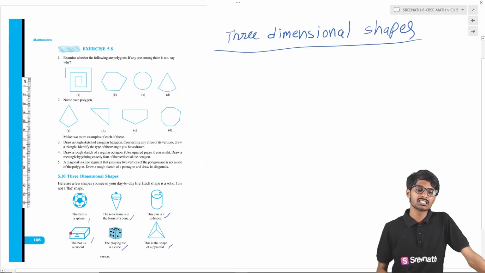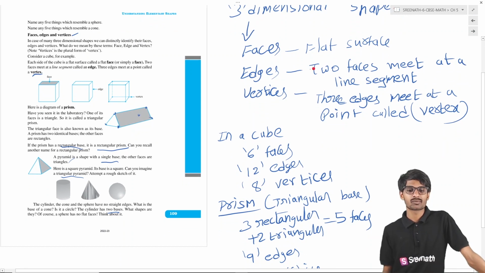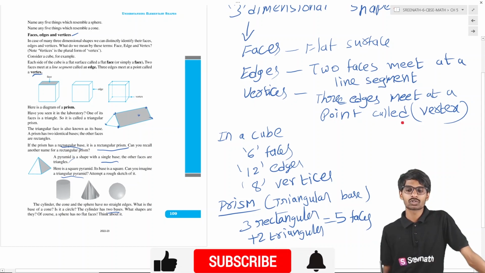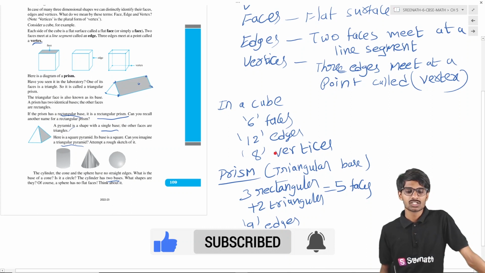Okay, next thing is the 3-dimensional shapes. These are some of the 3-dimensional shapes, students. Considering the cube, it has faces, edges and vertices. A face is a flat surface. A cube has 6 faces. An edge is where 2 faces meet at a line segment. That line segment is an edge. So a cube has 12 edges. And vertices: 3 edges meet at a point called a vertex. The plural of vertex is vertices. A cube has 8 vertices.